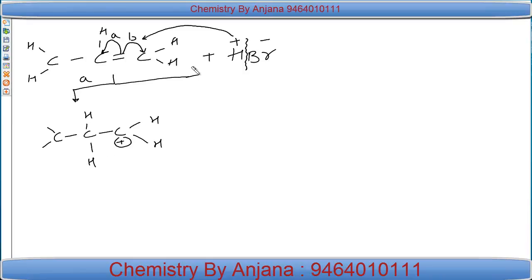Now let's see possibility B. पॉसिबिलिटी B के हिसाब से अगर हम देखते हैं तो जो हमारे पास कार्बोकेटायन बन के आएगा वो कुछ इस तरह का होगा. See this. According to possibility B, negative charge goes to this carbon and positive charge goes to this carbon. Rest compound as it is.